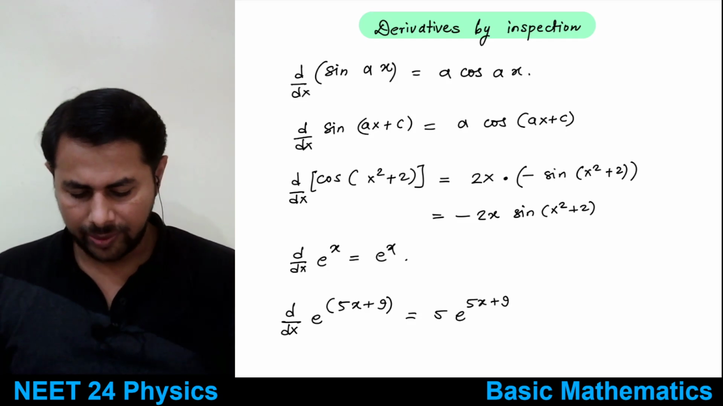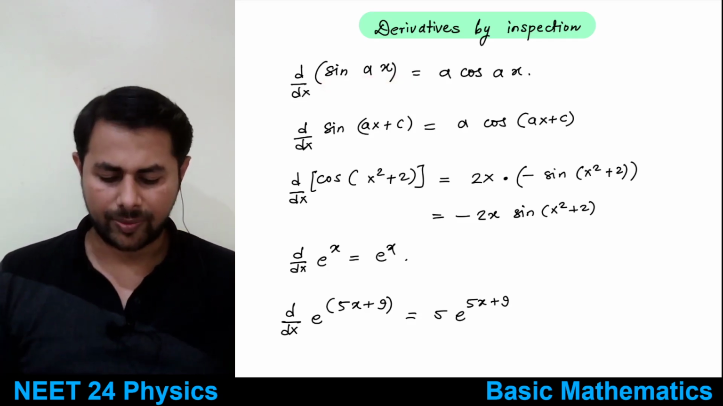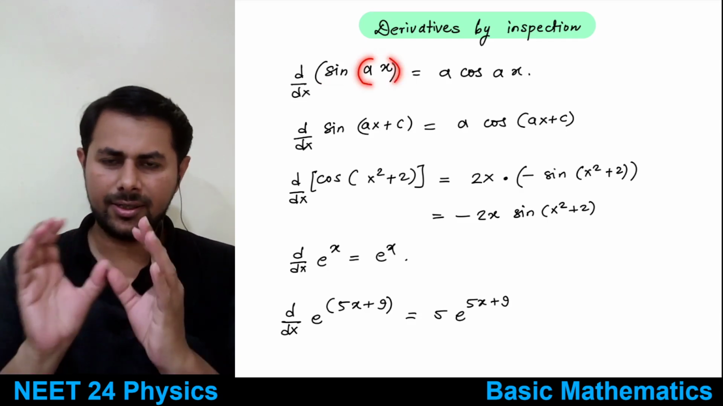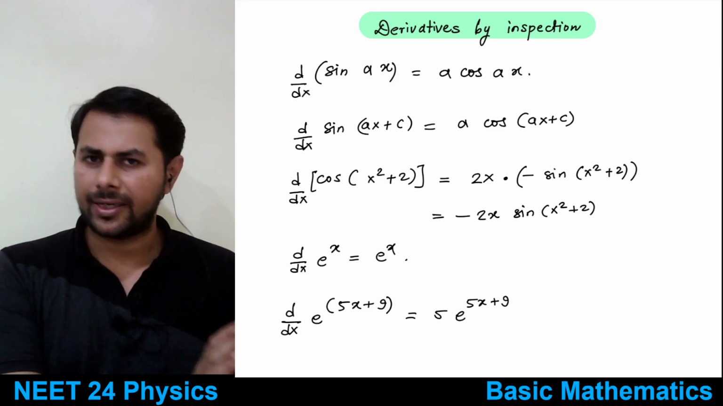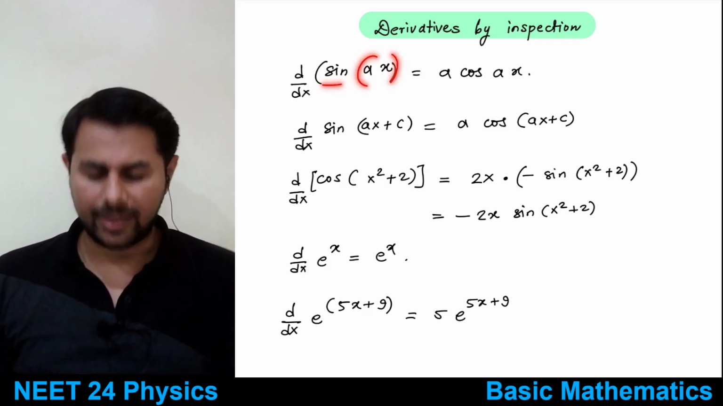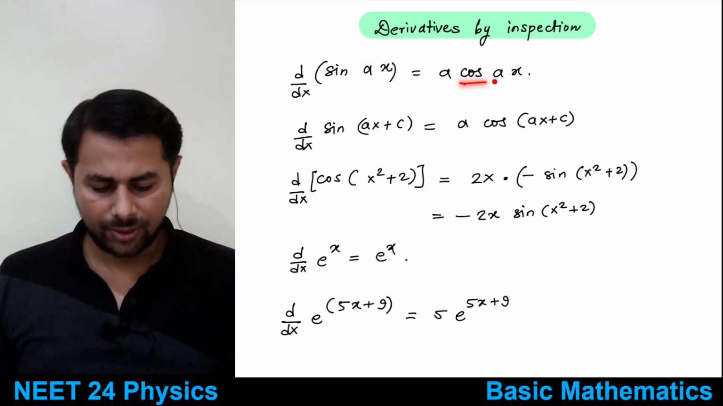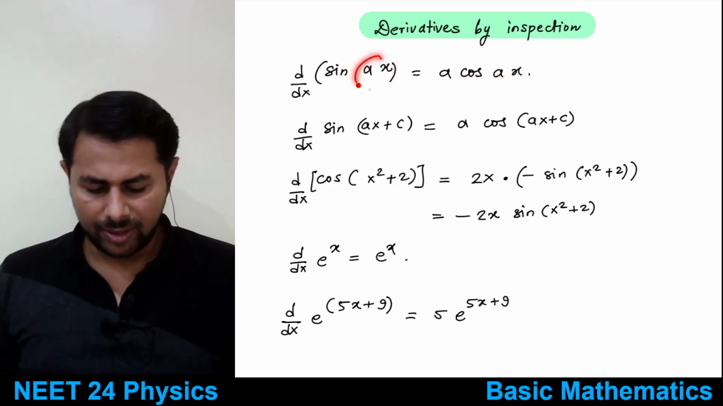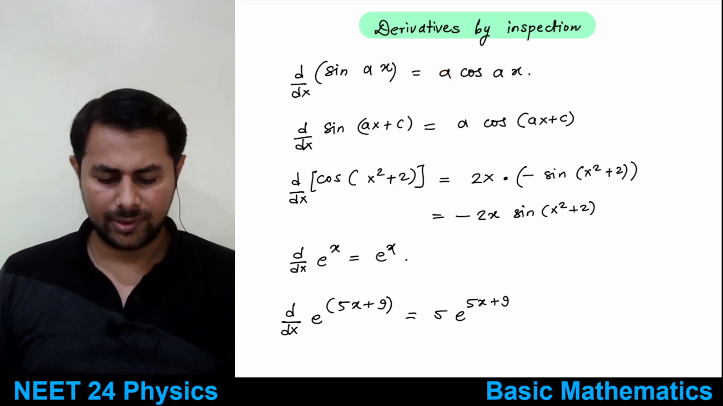Okay, so what will be the derivative of sine of ax? A is just a constant, a number. So this is like sine of a bracket. What will be derivative of that? Cos of the bracket multiplied by derivative of the bracket. So cos of ax is the derivative multiplied by derivative of the bracket. So what's derivative of bracket? A. So multiply that with A. This is clear?